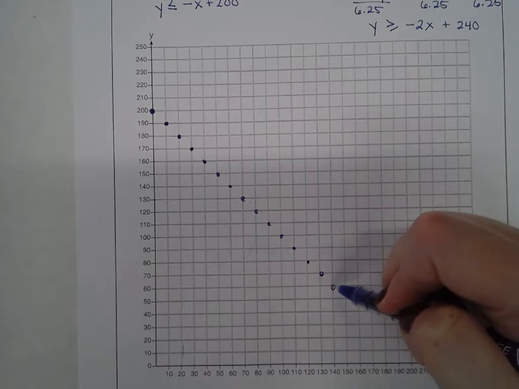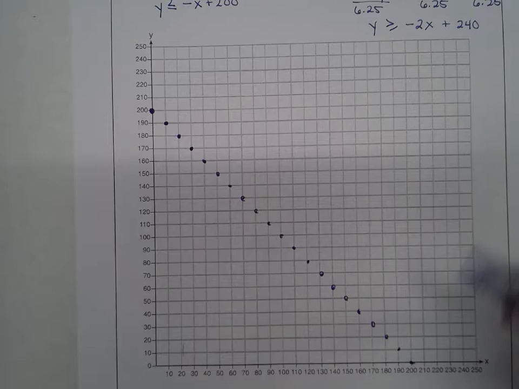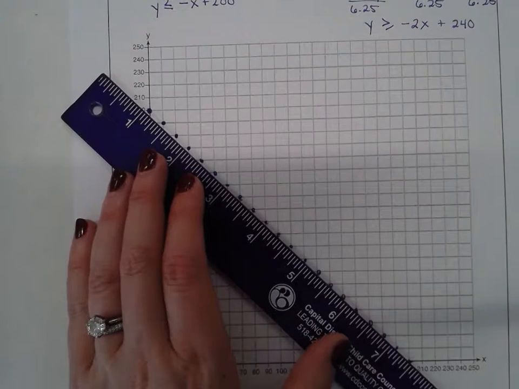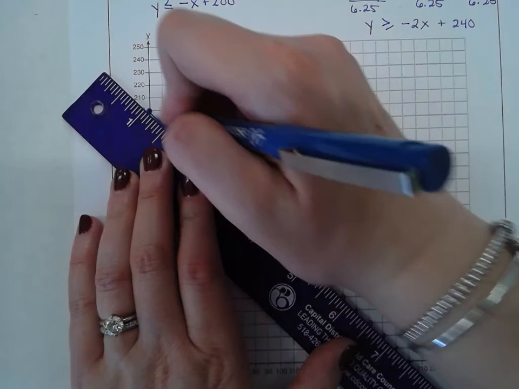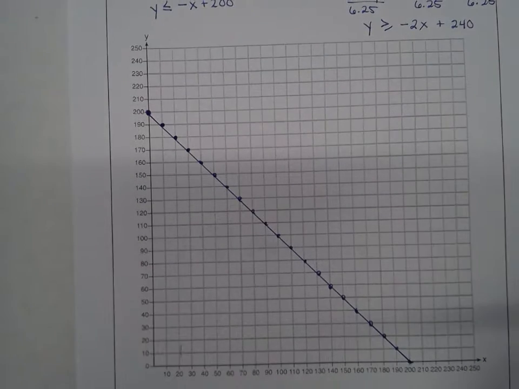I mean, you can keep using your calculator. Once you see the pattern that's happening, you're good. I'm going to use a ruler here. And let's see, I'm just going to graph this line. I'm not extending this line.